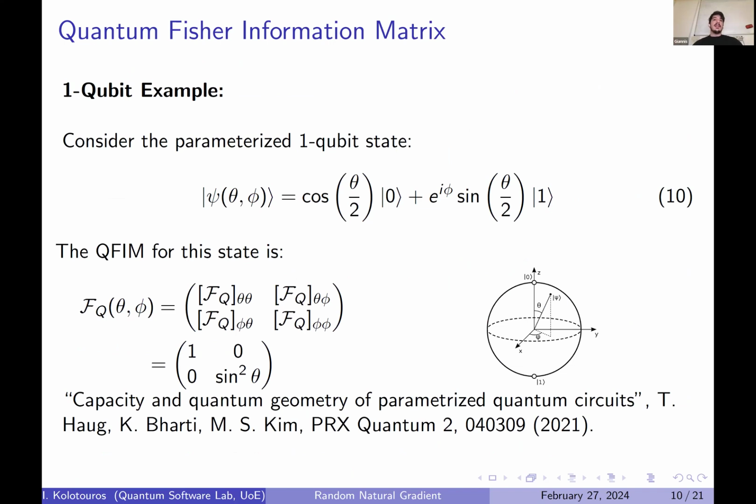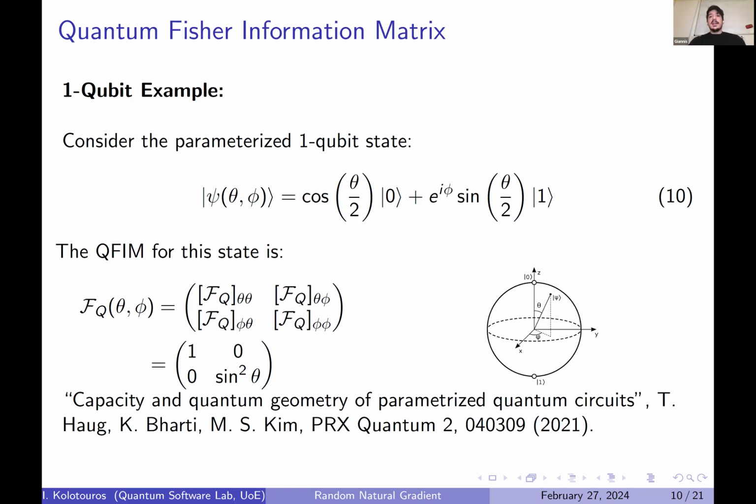Consider the most general 1-qubit state, this psi of theta, phi, which is cosine theta/2, and so on. If someone goes and calculates the quantum Fisher information matrix, it's really simple. If you do it, you will see that it's this matrix down on the left. It's diagonal with one eigenvalue being 1 and the other eigenvalue being sine squared theta.